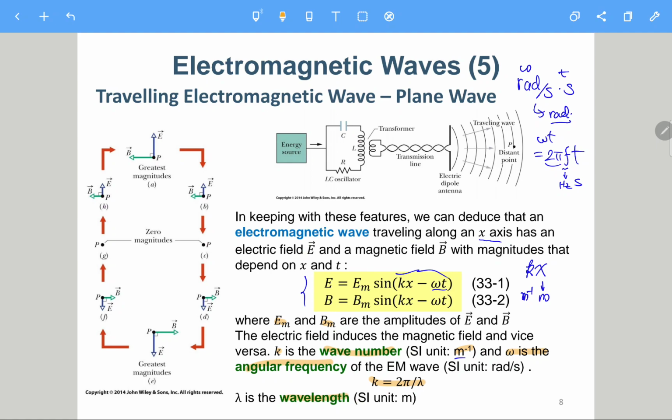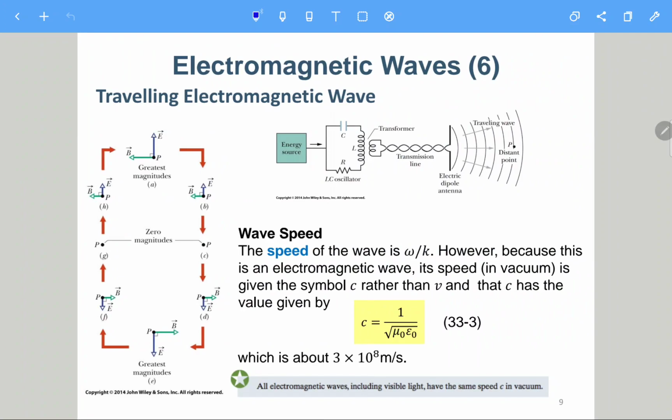And you can simply imagine that if lambda is larger, which means that the wave number is smaller, and vice versa. So it is like we try to count how many waves within 1 meter. If lambda is smaller, we can count more waves, so the wave number is larger. If the wavelength is longer, then within 1 meter there will be fewer waves, which means that the wave number will be smaller. So that's the meaning of k.